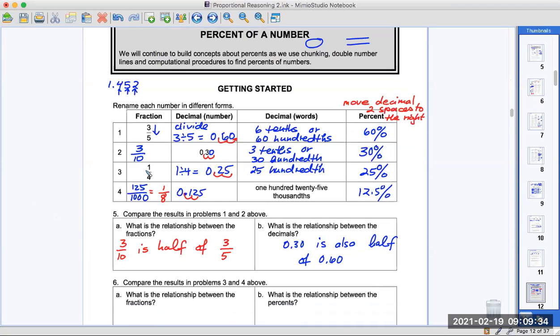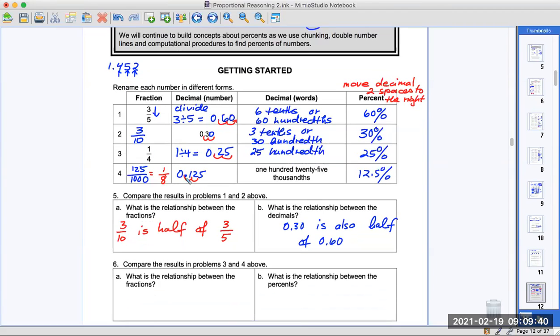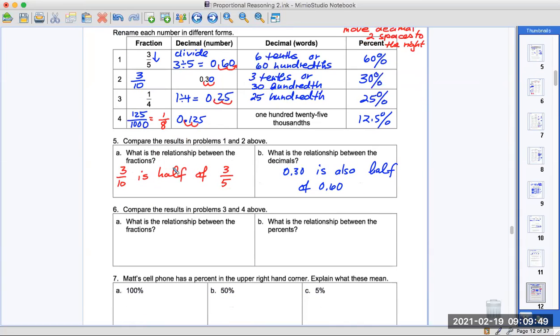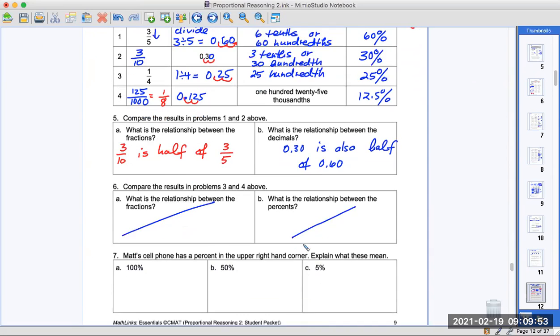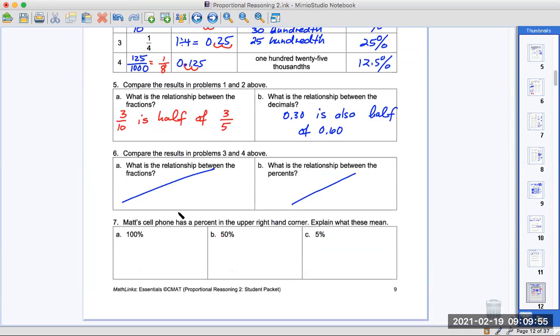And that's the same with this, 1/4 and 1/8, 0.25 and 0.125. This is half, or this is double. Half and double are the opposites. I'm going to skip this. Okay, so you can skip that as well. I won't mark you down if it's missing.